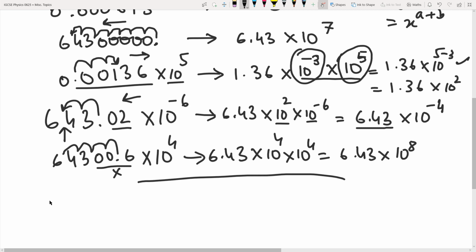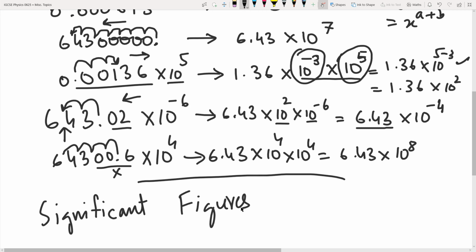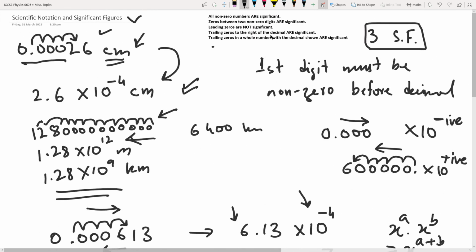Now we're going to get into another topic linked with this, which is significant figures, right? Okay, what are significant figures and how do we write them? We need to go through some of these rules. So first rule is all non-zero numbers are significant. That means you must consider them while writing your answers. Zeros between two non-zero digits are also significant. We need to understand that.